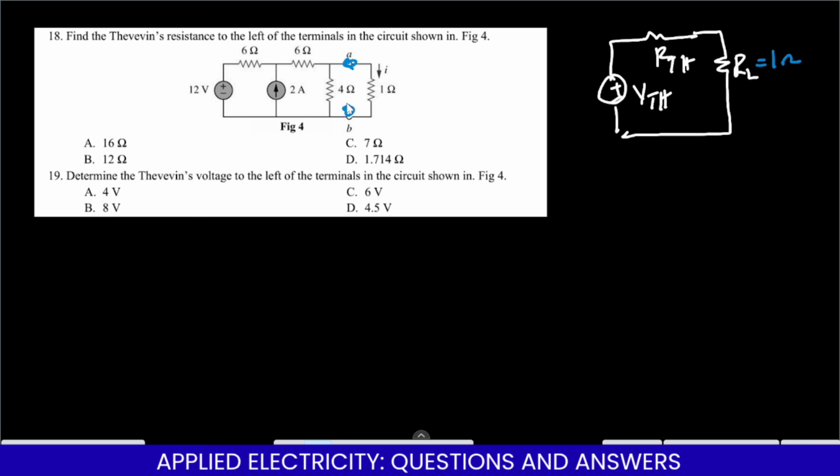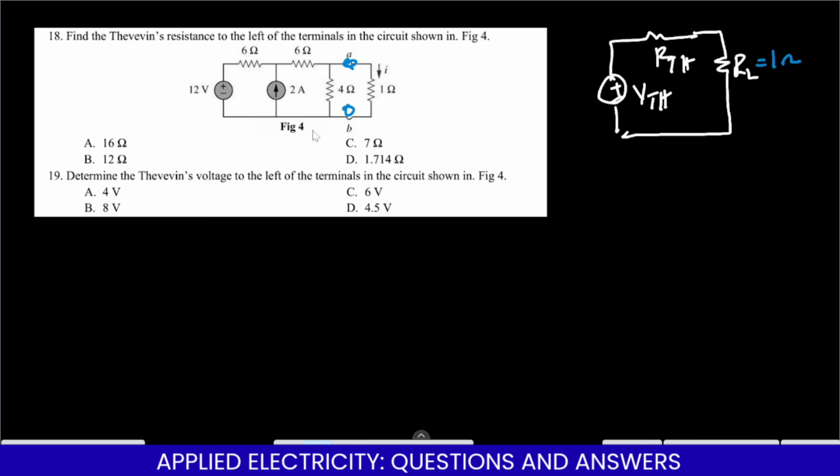So anytime we are solving a question like this, all we need to do is take the load resistance out, just like we have done here. Then the next step is to find the VTH and the RTH. But here the question is restricting us to certain things we need to do. The question states clearly that we should find the Thevenin's resistance to the left of the circuit.